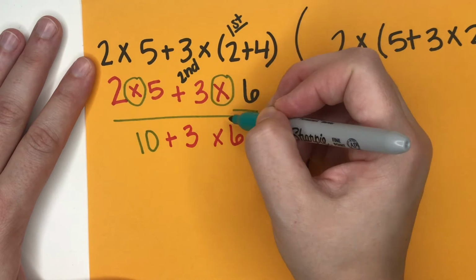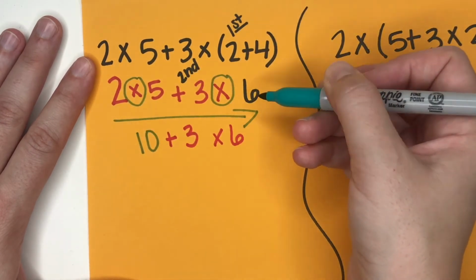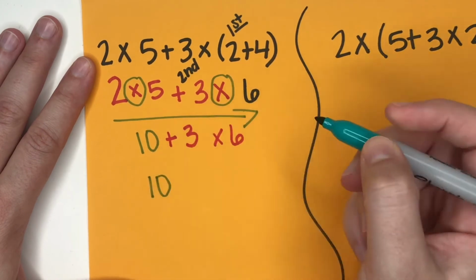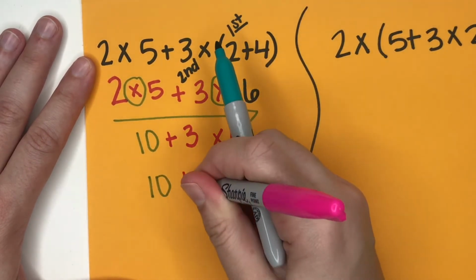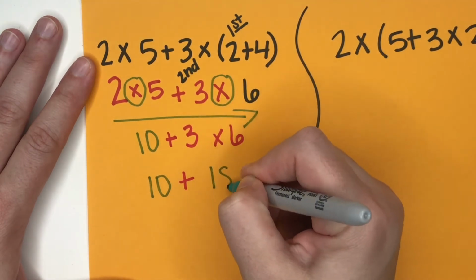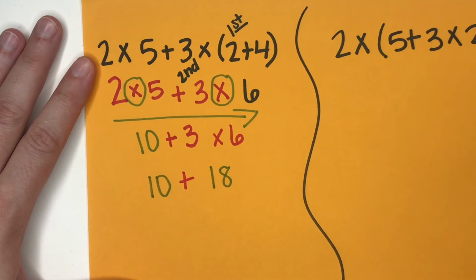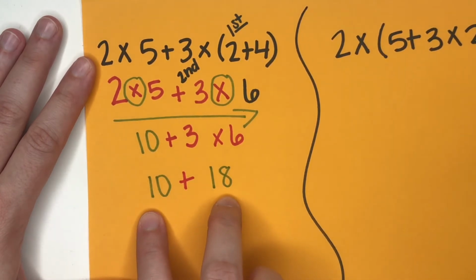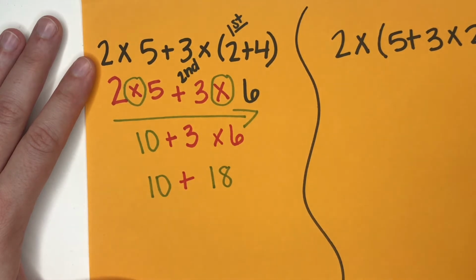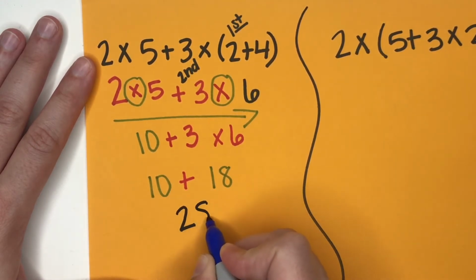Now I'm ready to work on the second multiplication problem, because again, we worked from left to right. So I have 10 plus, and now I have 3 times 6, which is 18. I have finished all my multiplication problems, and now I am down to my last operation, which is addition, and 10 plus 18 is 28.